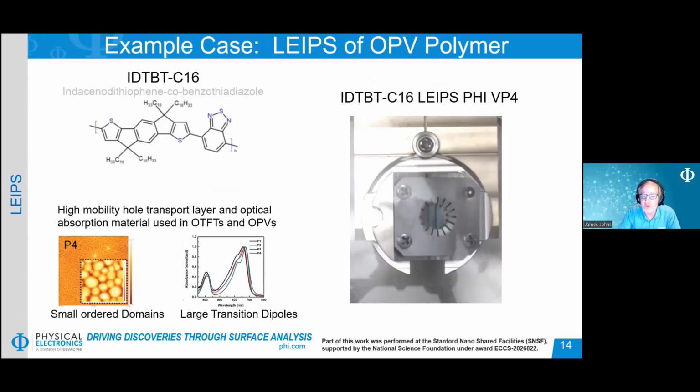So we're going to run through a very quick example, and this is going to be pretty quick. But this is an example from data that we did with a customer at Stanford, with Juliet Jamgard and Tyler Quill. This is a semiconductor polymer that's used for organic photovoltaics and organic semiconductors. It's called IDTBT C16. And it's used as a hole transport layer and optical absorption material. Here's a photograph of what the sample looked like.